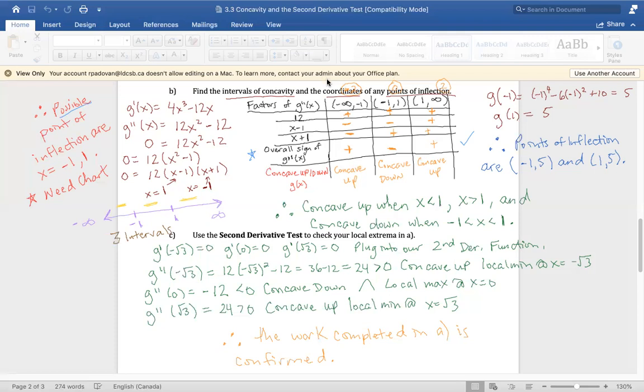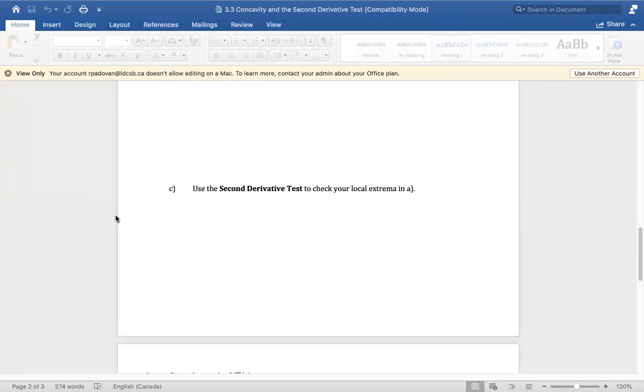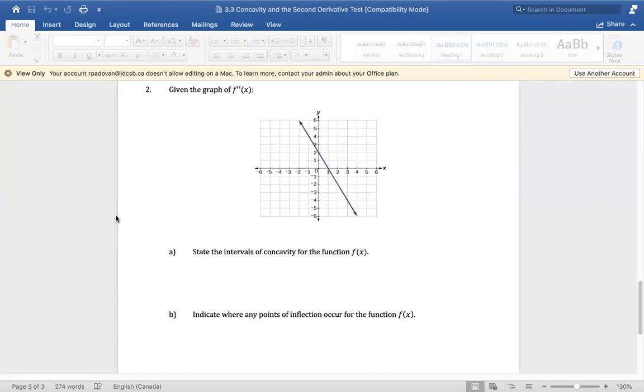So we have one more example here to give you a little bit more practice. A little bit different, where I'm giving you a graph. Now be careful here, this is the graph of the second derivative, f double prime of x. A, state the intervals of concavity for the function. I don't see any concavity here because we're looking at the graph of the second derivative.